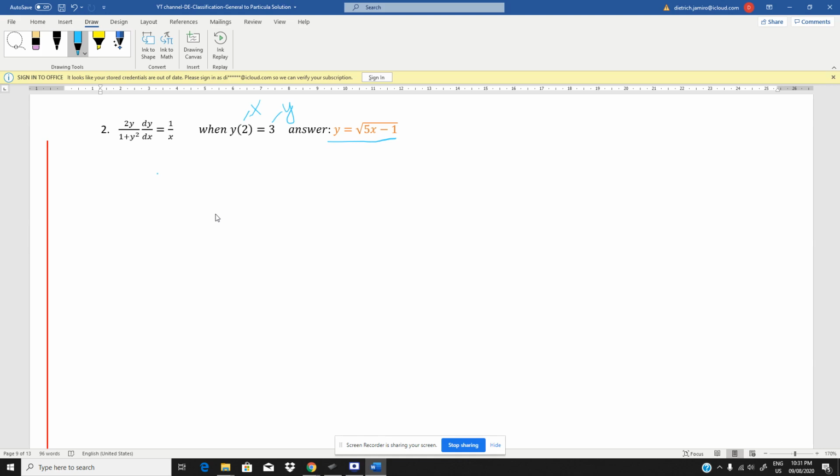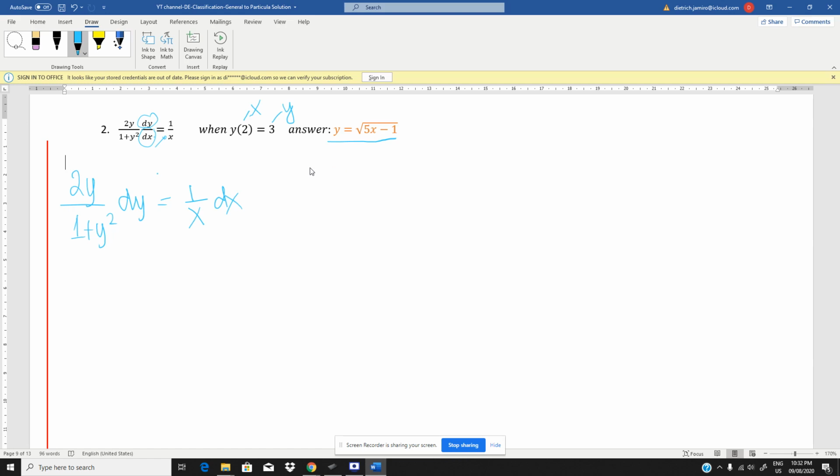On our second problem, this is already variable separable, so we can integrate both sides already. I just cross multiply dx to the other side. Sorry, a mistake. I'll transpose dx to the other side and then retain dy. So we will have 2y over 1 plus y squared dy is equal to 1 over x dx.